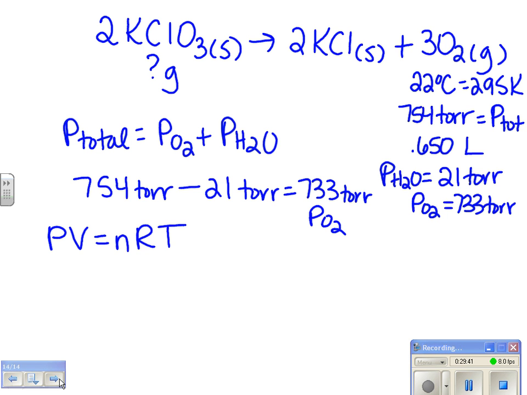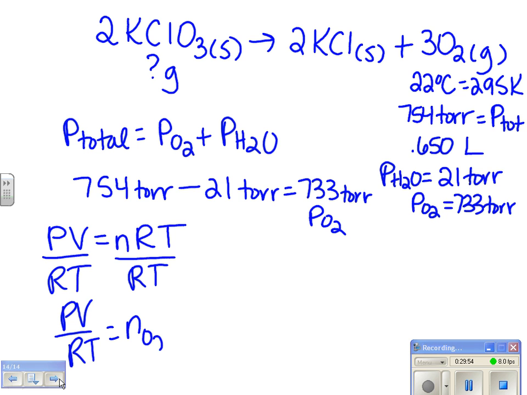And we are solving for who? We are solving for n, right, everybody? So she is going to isolate n by dividing both sides by RT. PV over RT equals n for oxygen. All right, plug the numbers in, 754 torr.